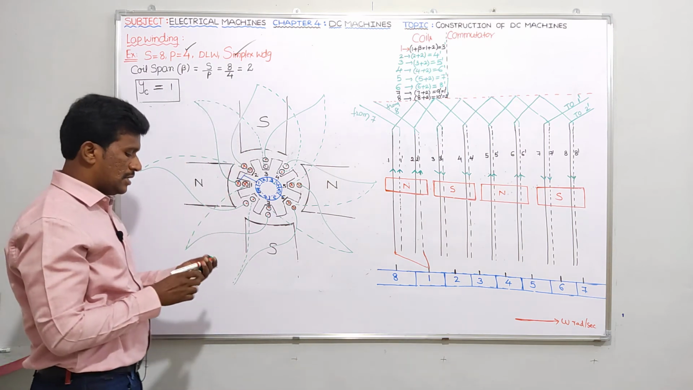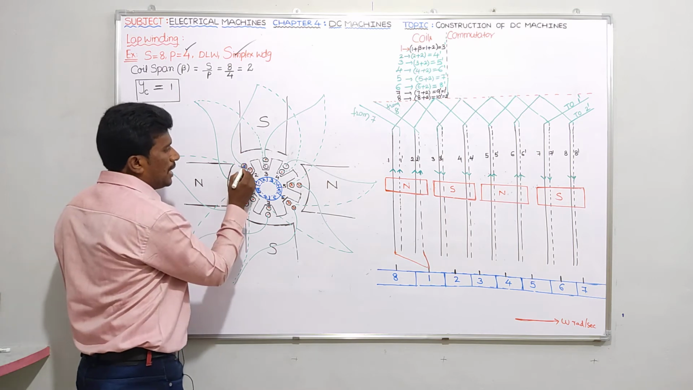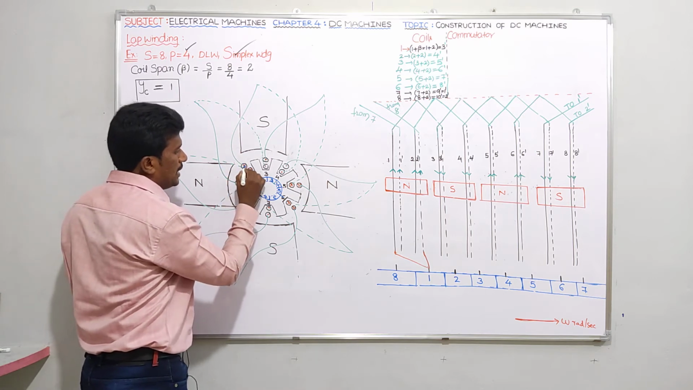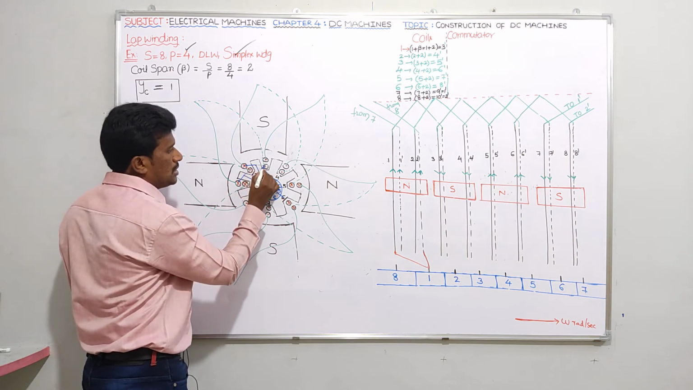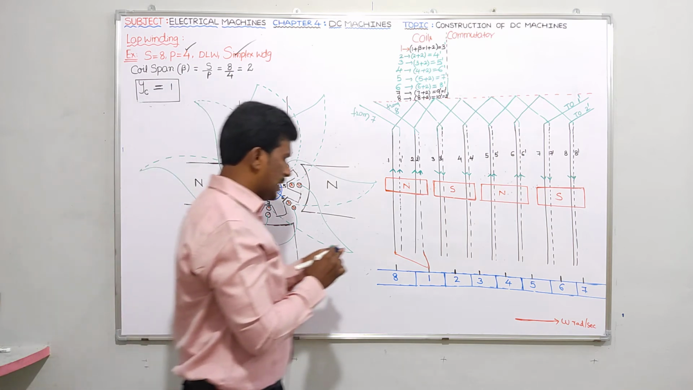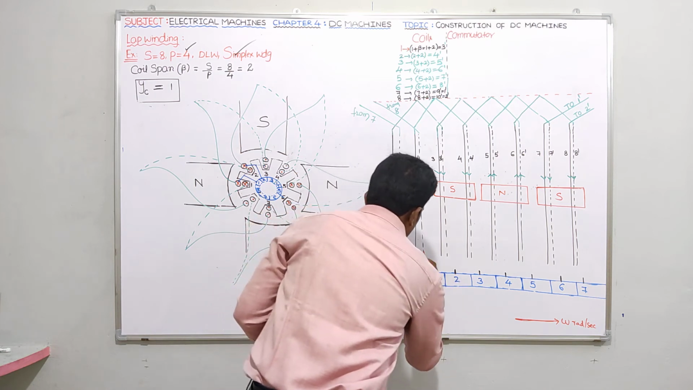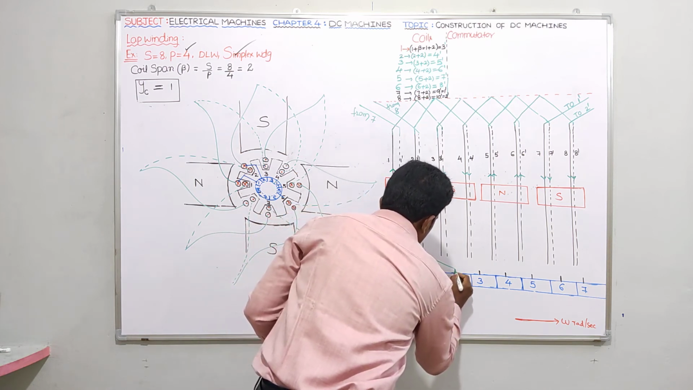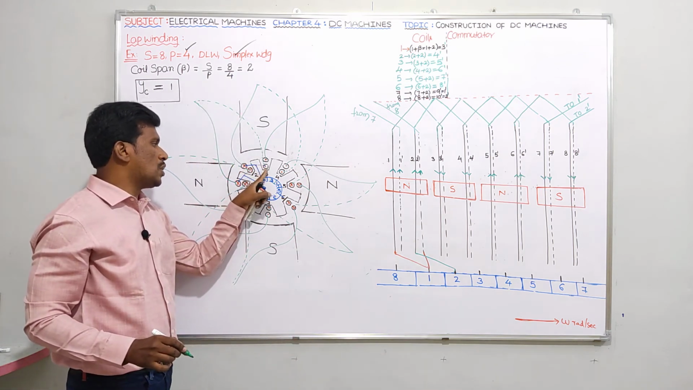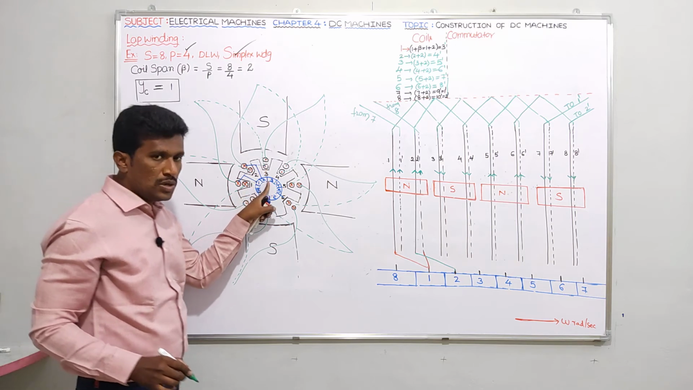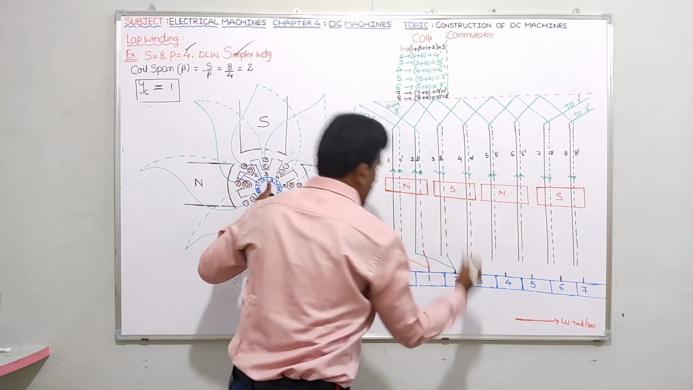Okay guys, next, like this simply you have to follow. Now tell me, the second slot top conductor, this one, is connected to second segment like this, and it is extended to the third slot lower one. So let me represent here. Second slot top is connected to segment number 2, and it is extended to the third slot lower, 3 dash, which is connected to the second segment only.